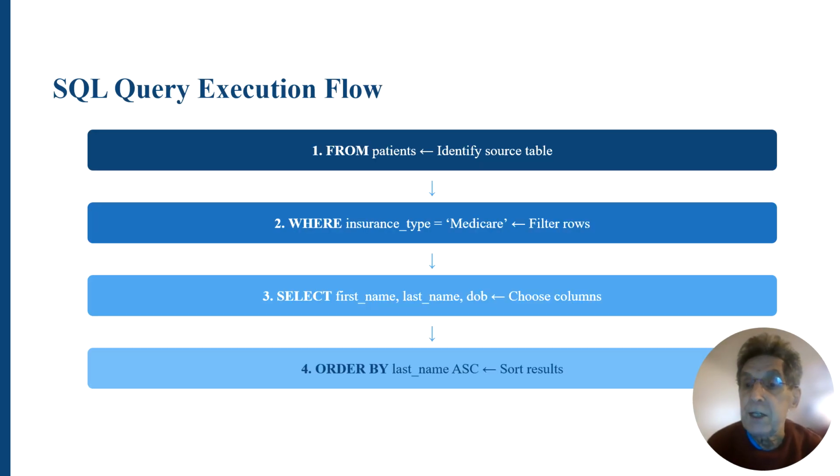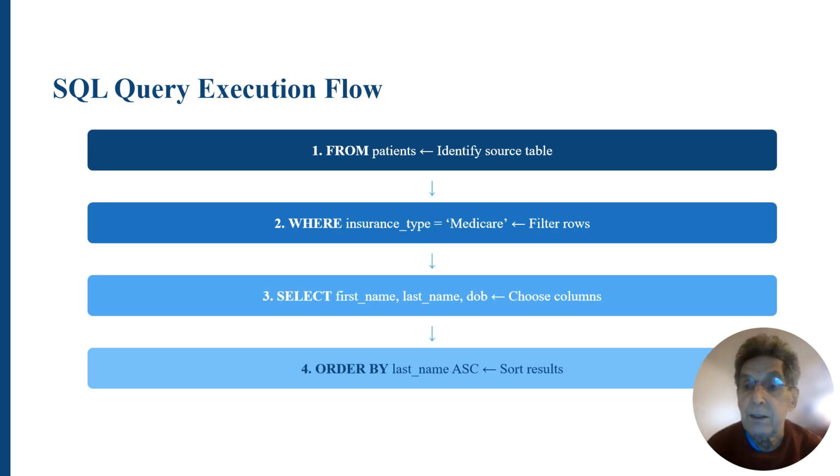So let me reinforce the execution order one more time with this visual here. When you write a query to find Medicare patients sorted by last name, here's what the database really does. In step 1, it executes the from. It identifies that we're working with the patients table. This is the data source. Step 2, the where. It scans through the rows and keeps only those where the insurance type equals Medicare. Non-Medicare patients are filtered out.